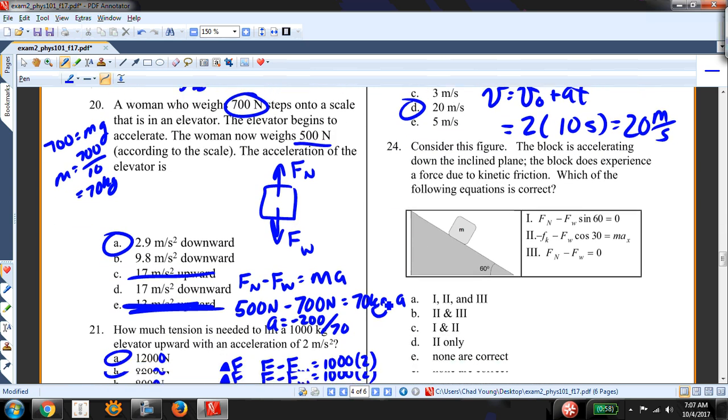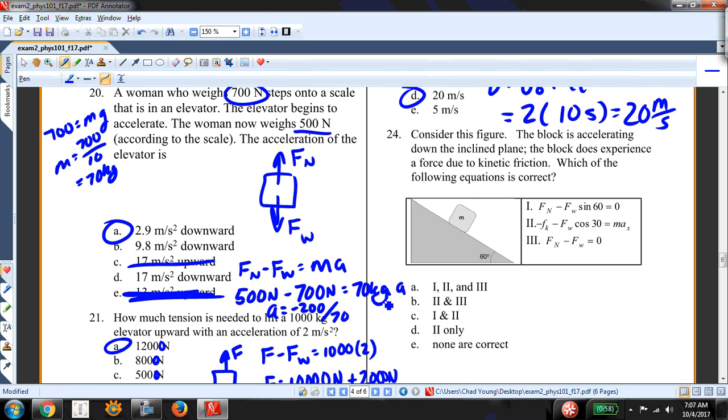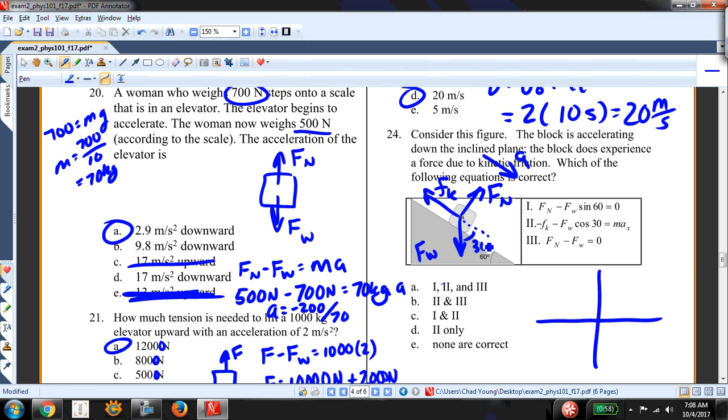All right, which of these equations is correct? Well, let's just draw our equations. I'll label them first. Fn, it has kinetic friction. It's moving down the inclined plane, so that's Fk. Oh, it's accelerating down the inclined plane. And then I have Fw, and this angle is 30 degrees.